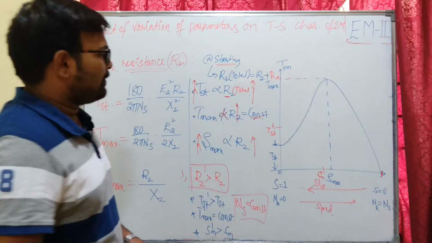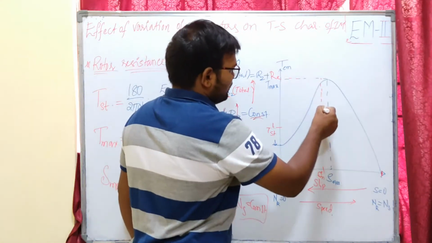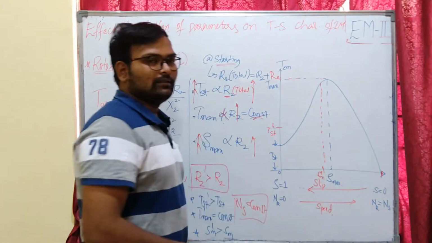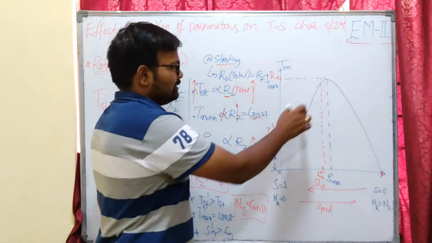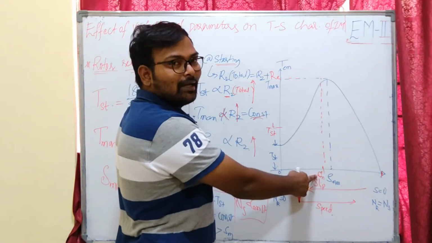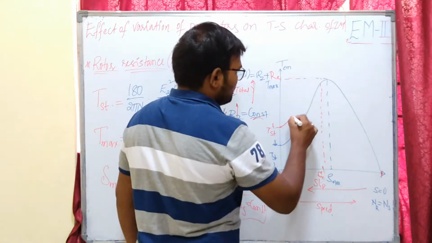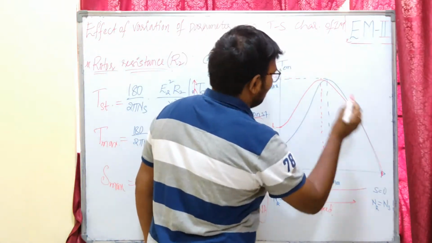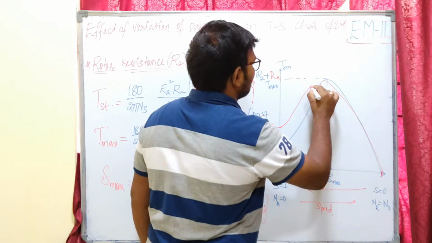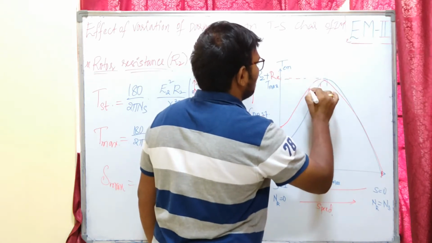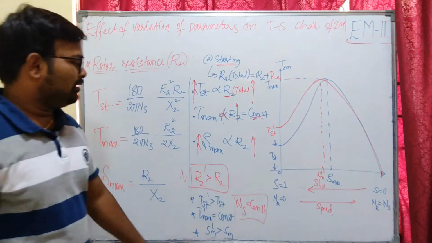Now let us draw our torque slip characteristics with increased rotor resistance. This is my starting torque, this is my maximum torque, this is my slip at maximum torque, and this is my synchronous speed. I am going to draw the torque slip curve. You can see, this is my new torque slip curve, due to increase in R2 dash.